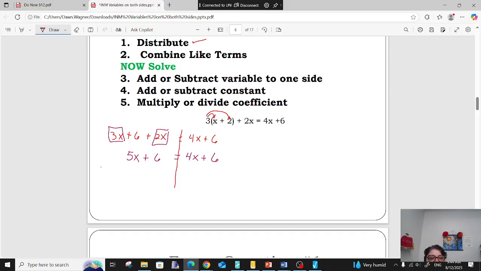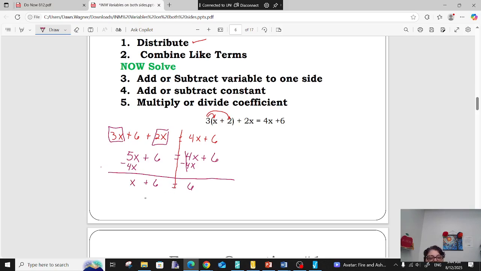So here's 4x. I'm going to bring it over to the left side. So it's positive. What's the inverse of being positive? Negative. And so this cancels, right? Because that's 0, and I'm left with 6. And I have 6 over here plus x, or 1x. You can put a 1 in front if you want, or just leave it as x.